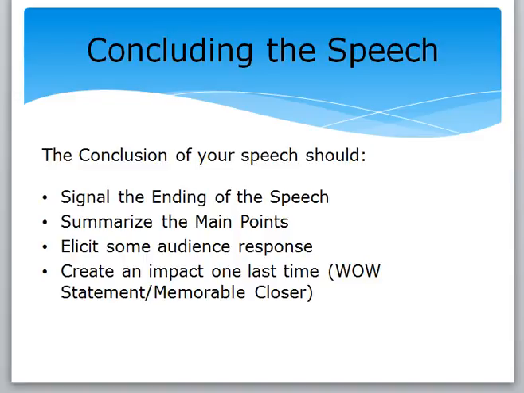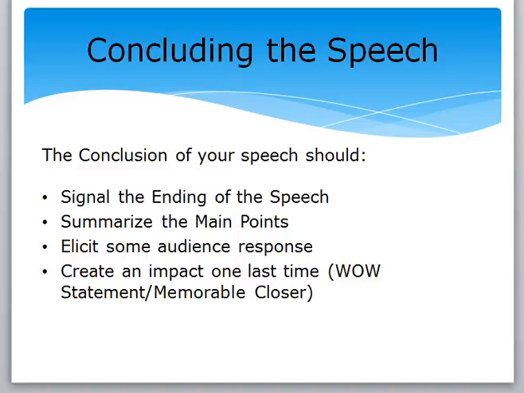First of all, we're going to signal the end of the speech. We're going to use a transition. When we're done with that final main point, we're going to use some statement to let your audience know that your speech is coming to an end. It could be something like, well, let's wrap this all up now. Or you could certainly say, in conclusion, although I would suggest you try to be a little more creative.